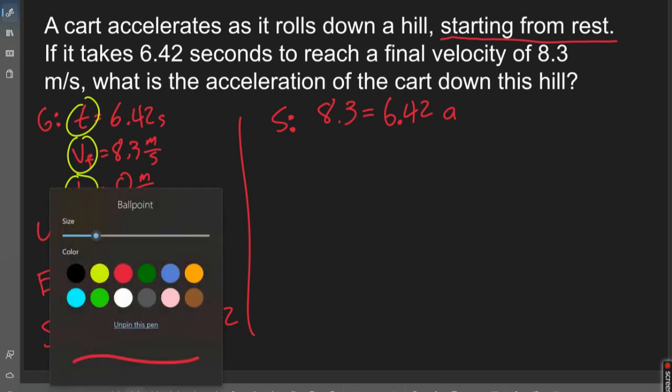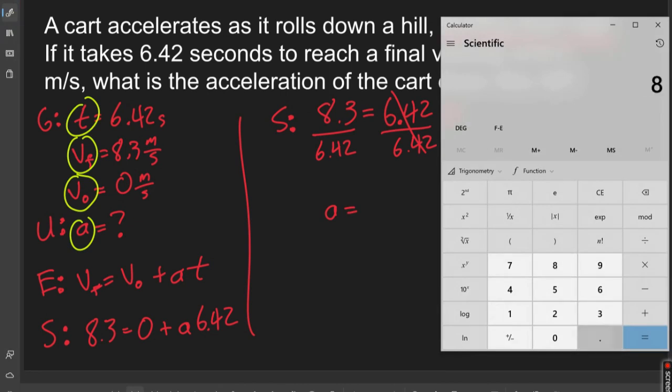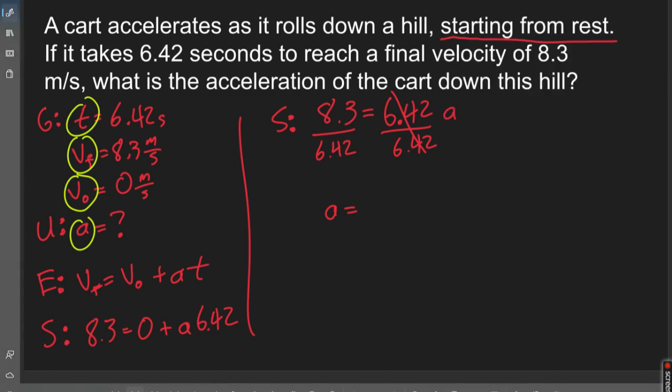Divide both sides by 6.42. That leaves us with acceleration equal to 8.3 divided by 6.42, which is 1.29. So acceleration is 1.29, with units of meters per second squared.